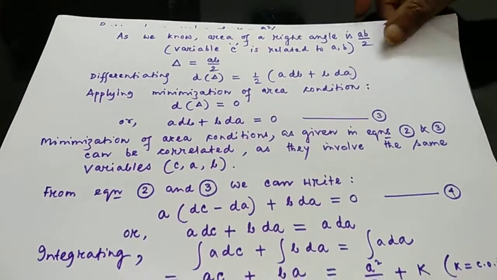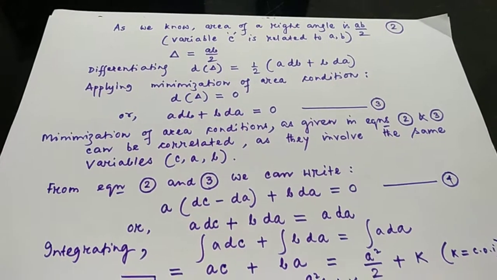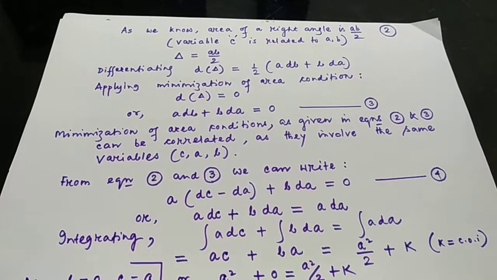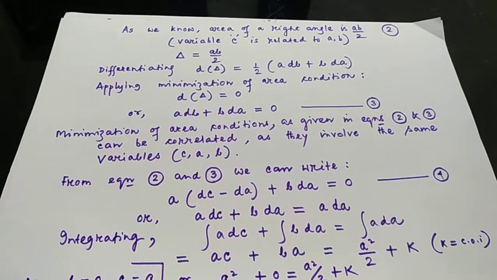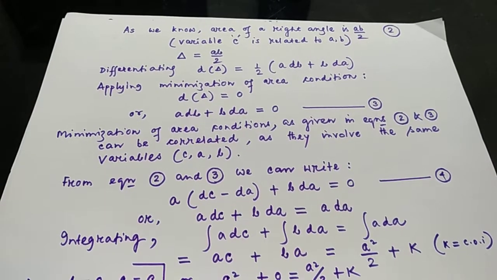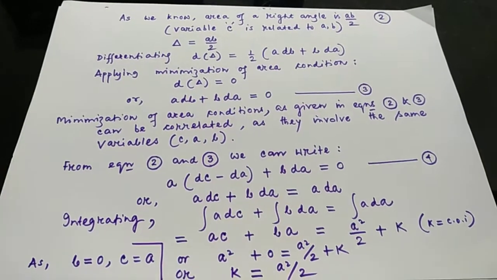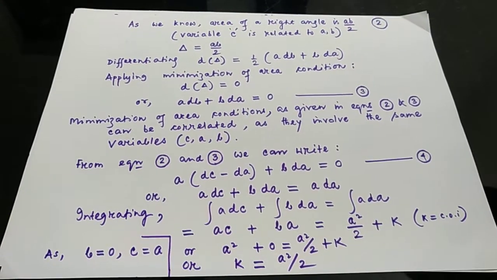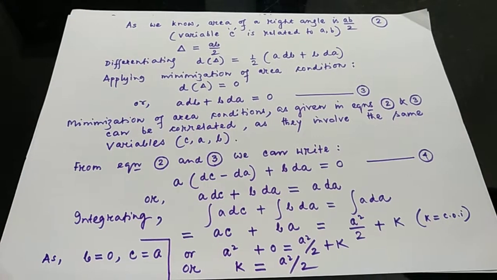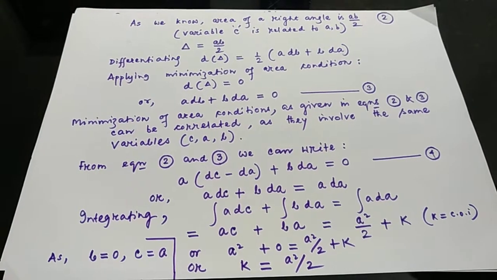So now we go back to the normal area of a right angle triangle, which is AB by 2. Variable C is also involved, but C is related to A and B. That's why it doesn't figure in the area equation, which is AB by 2. So we differentiate the equation delta equal to AB by 2, like d delta equal to half ADB plus BDA.